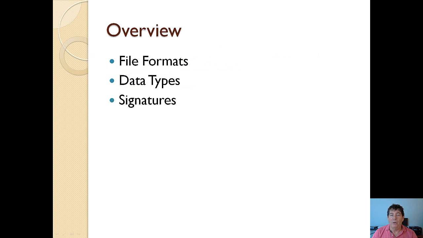So here's an overview of what you're going to learn in this series of presentations. We're going to talk about file formats, sort of what is a file format and what distinguishes them from each other. Data types, and you might be familiar with some of these, such as text, binary, imaging, so forth, and signatures. And actually, signatures turns out to probably be one of the most important things you learn in this section.